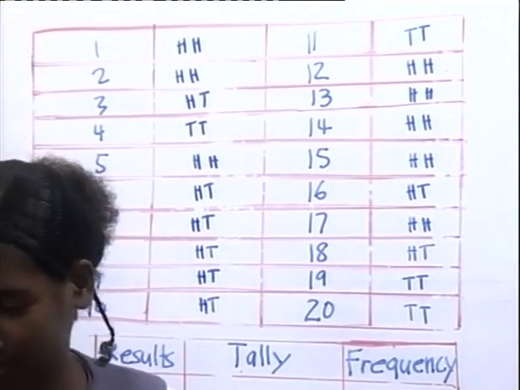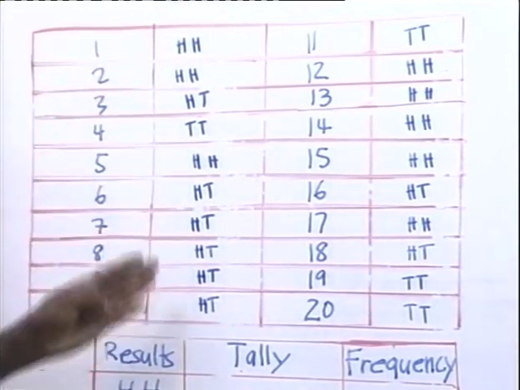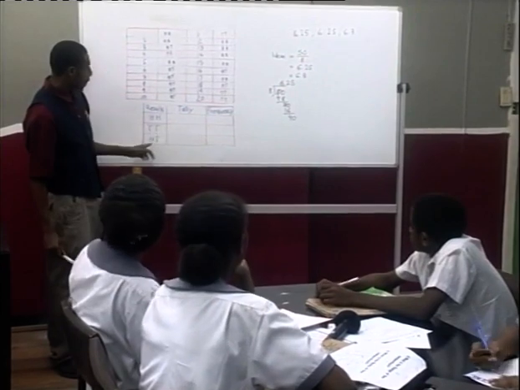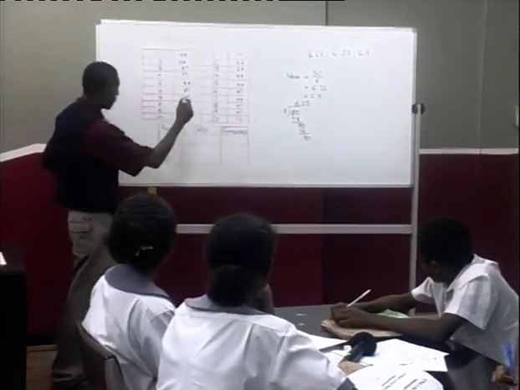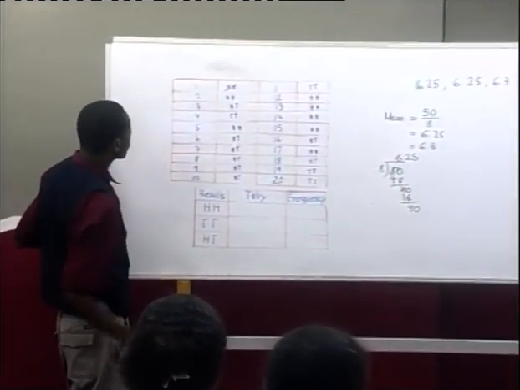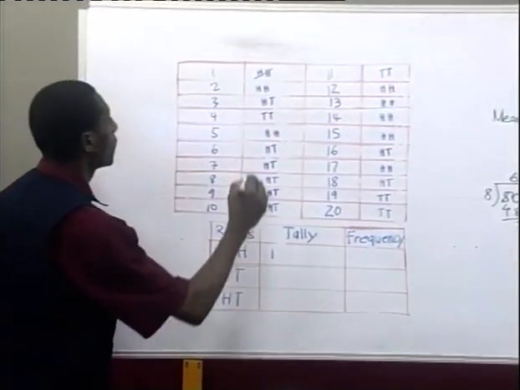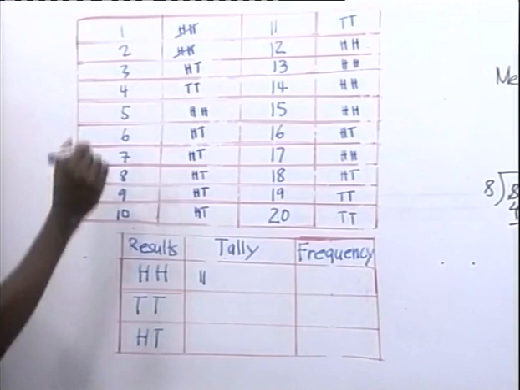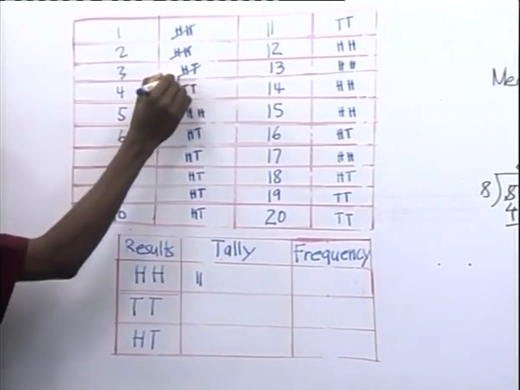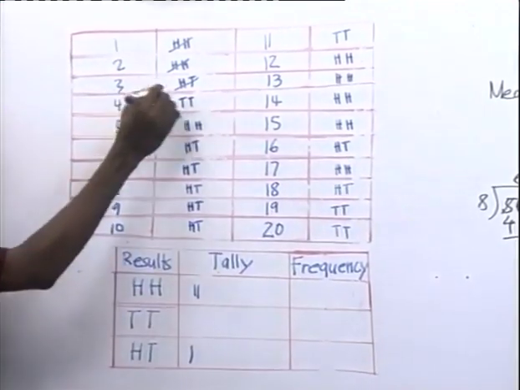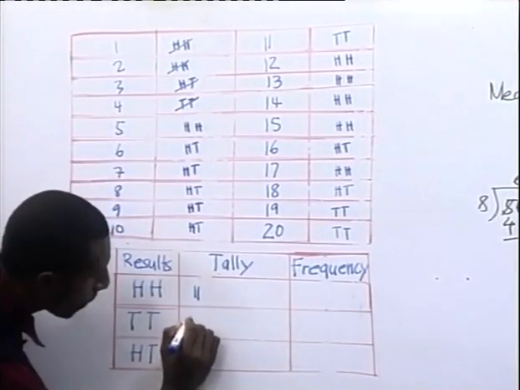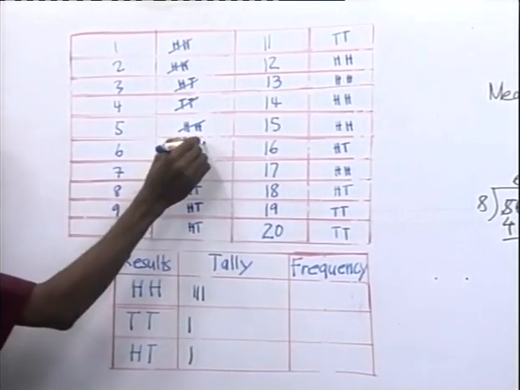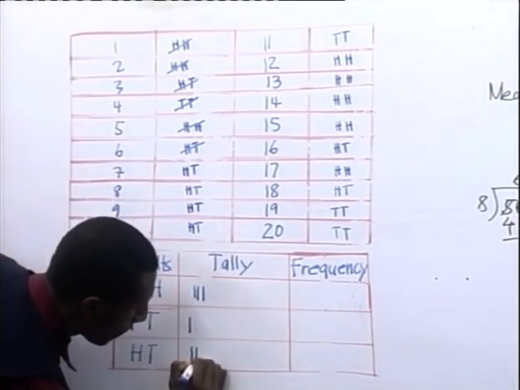Thank you, Erica. Now we are going to make tally. Let's make tally of all the head, head, all the tail, tail, and all the head, tail. So the first one is what? First toss, head, head. So one tally. Number two, head, head. Number three, head, tail. So it goes down there. Number four, tail, tail. Number five, head, head. Number six, head, tail.